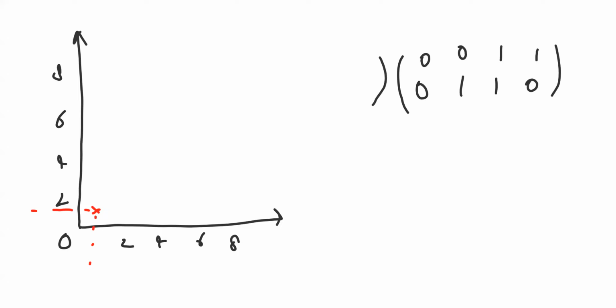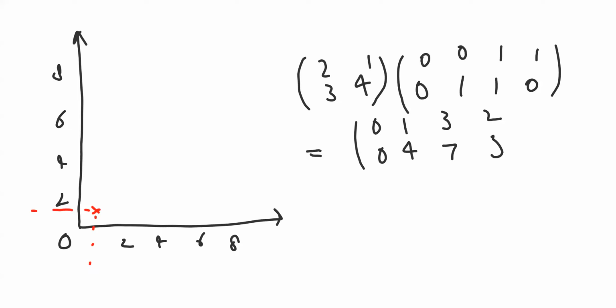So applying a very random 2 by 2 matrix, 2 1 3 4, onto it, what we get is 0 0 1 4 3 7 2 3. This is the matrix that you end up with when you multiply this random 2 by 2 matrix with the coordinate matrix. Now how do our points shift because of this? We're going to plot them.